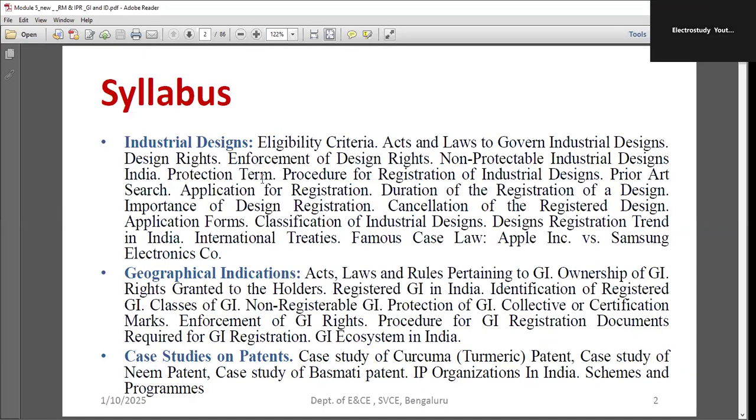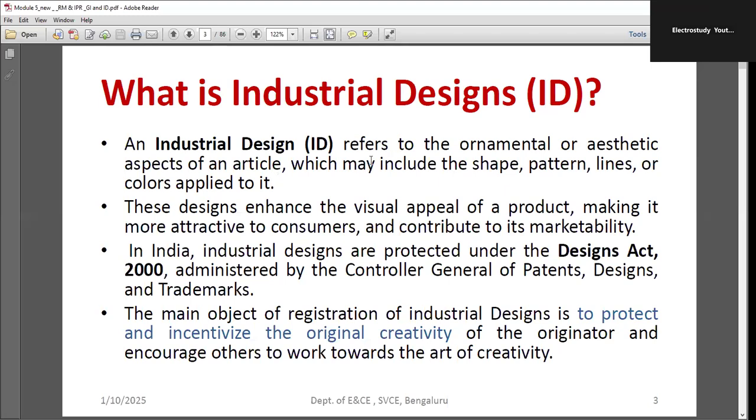So industrial design, you have to explain about the definition. It is an ornamental or aesthetic aspect of an article, which may include the shape, pattern, lines, or colors applied to it. This is regarding industrial design. Its main law is actually the Design Act 2000. It is administered by the Controller General of Patents, Designs and Trademarks.